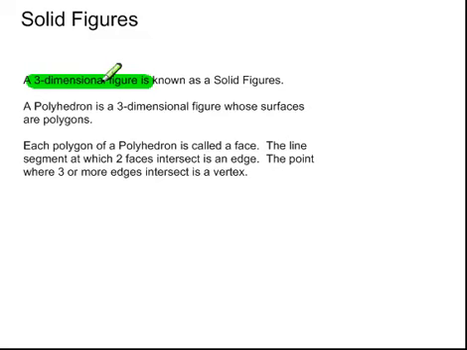Now, as far as from a geometric standpoint, we're going to be talking about a polyhedron. A polyhedron is a three-dimensional figure whose surfaces are polygons. Each polygon of a polyhedron is a face. The line segment at which two faces intersect is an edge, and the point where three or more edges intersect is a vertex. Now, some of these words may sound a little familiar to you when we discussed polygons in previous lessons. Well, let's actually look at them.